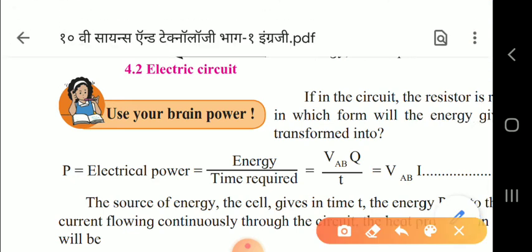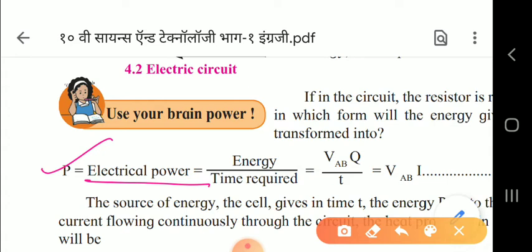Here, step by step, we'll see. P is equal to electric power. Now what is electric power? Electric power is the energy consumed per unit time. That means in 1 second how much energy is consumed. So it is equal to energy upon time required.